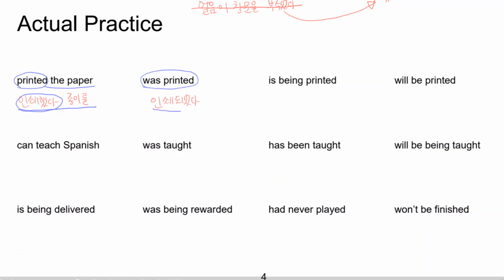Right? This stands alone and it doesn't have a complement. It doesn't have anything that follows or that's connected to BPP.